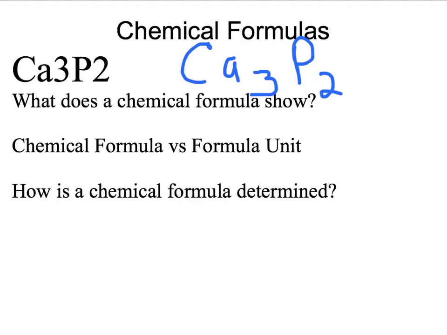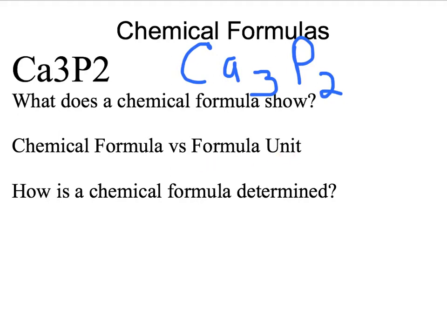So what does it show? It shows what atoms are involved, or what ions are involved in the bond, and how many of those ions there are. So the chemical formula shows the number and kinds of ions, and the formula unit is that lowest whole number ratio, like one small piece of an ionic compound, which doesn't really exist in isolation, but it can be helpful to talk about just one piece.